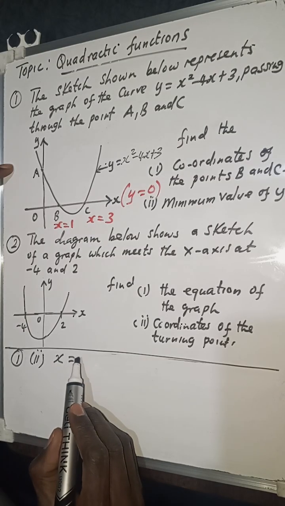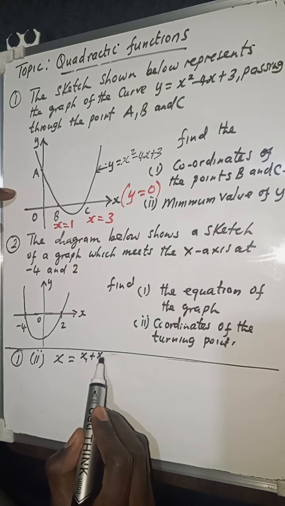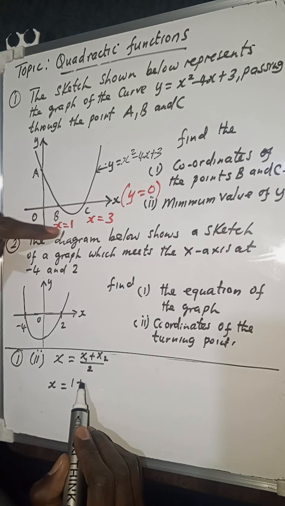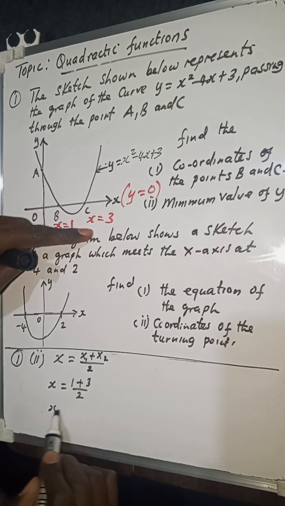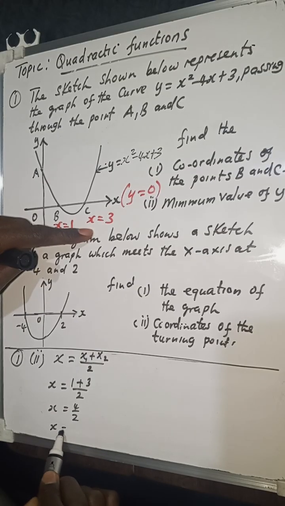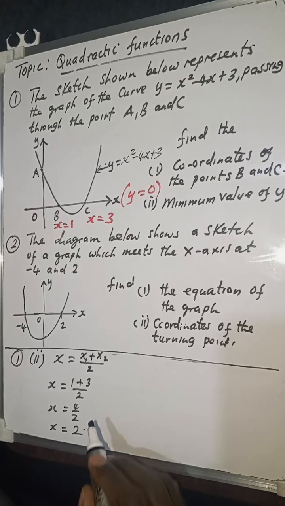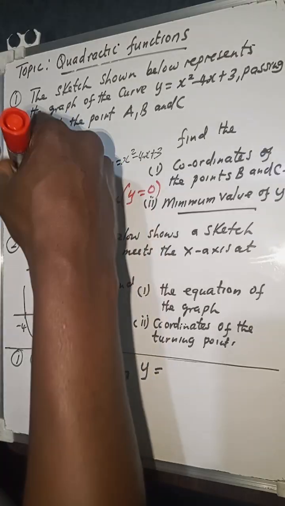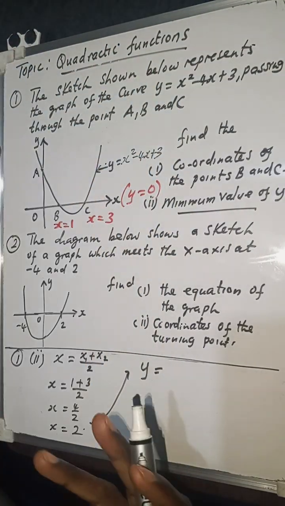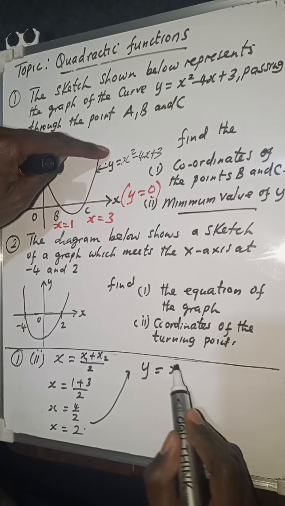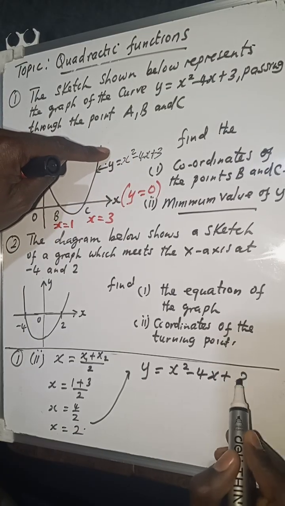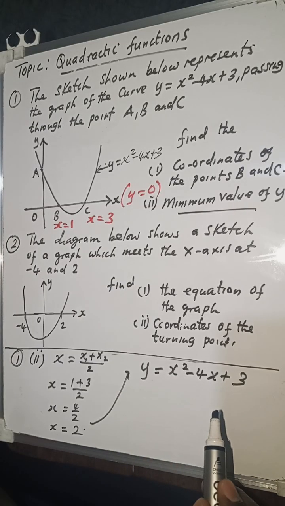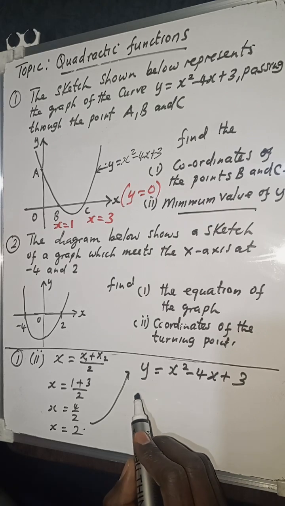Remember what we said, you simply add the two x values that you got and divide by 2. So x is equal to 1 plus 3, divided by 2. So x is equal to 4 divided by 2, which is equal to 2. So once you get this, you can know the value of y, which is the minimum value of y, because it is turning. Remember, it is facing upward there. So you get that equation, x squared minus 4x plus 3. Then you replace this value into that one.